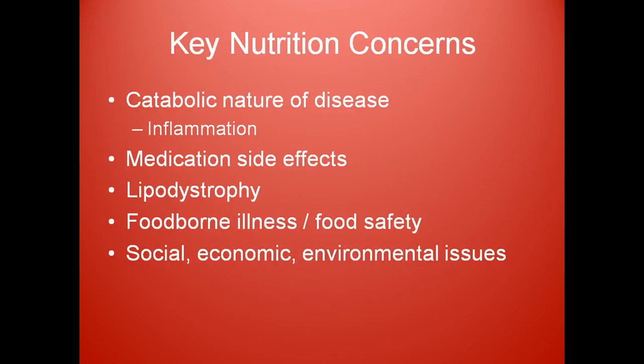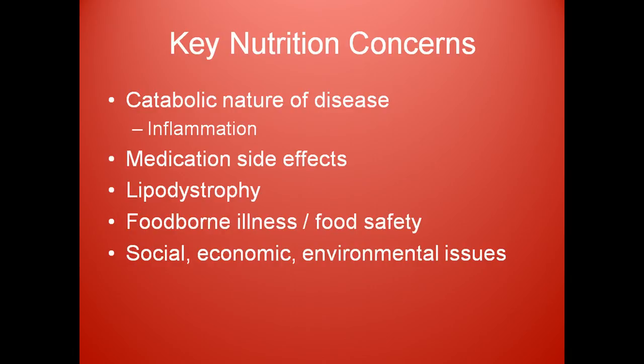Another huge area is foodborne illness and food safety. As we talked about, because HIV attacks the immune system, people with HIV are immunocompromised. They aren't able to fight off bacteria and other viruses easily. So when we think about food, one key aspect is to make sure that the patient is aware of safe food handling procedures so they don't get infected with a foodborne illness that they might not be able to fight off as easily as someone with a fully functioning immune system.